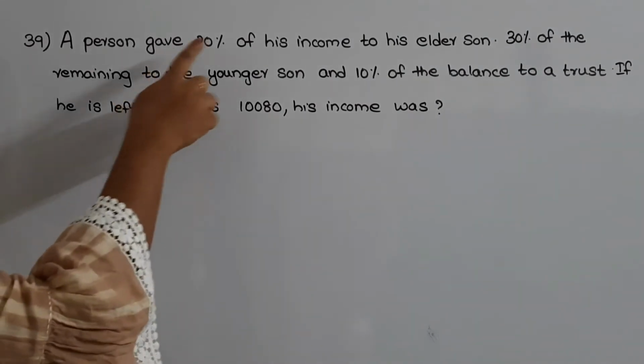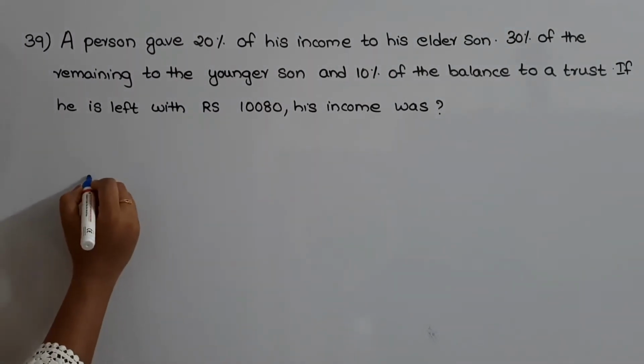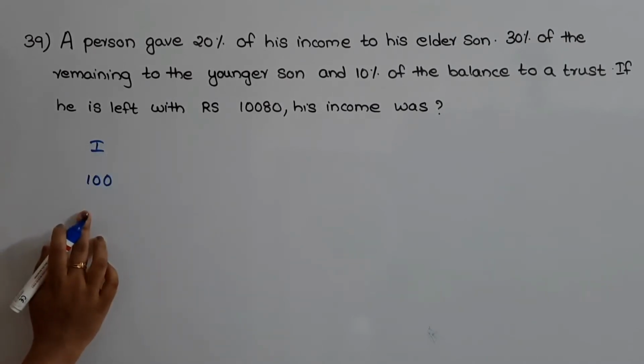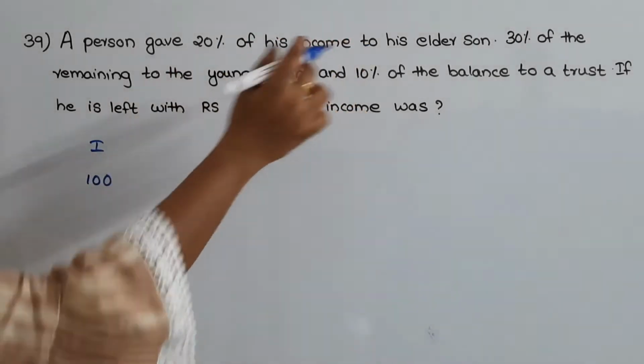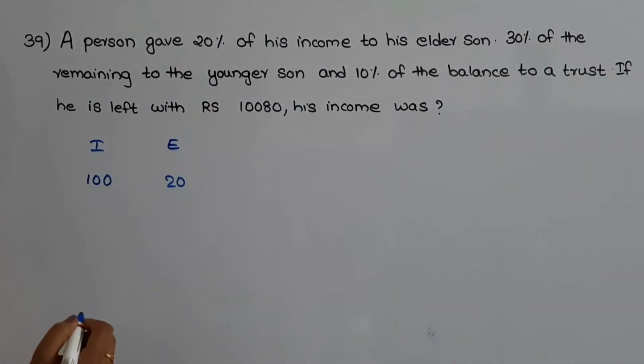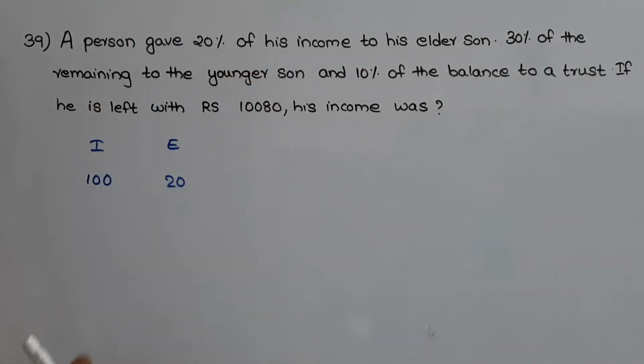Since all these are given in terms of percentage, let us consider his income as 100. So if his income is rupees 100, then we can say that he gave rupees 20 to his elder son. Then they are telling that 30% of the remaining is given to the younger son.